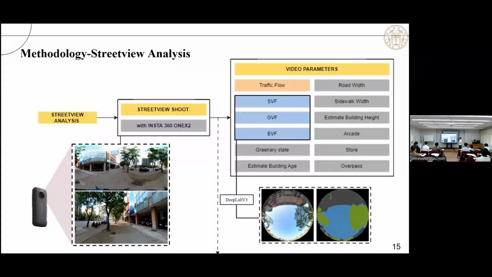like the view factors we have mentioned before, but we will process them using the DeepLab V3 segmentation model. And there are also other parameters like road width, sidewalk width, building height, arcade, store, or overpass. And we will mention all of them later.